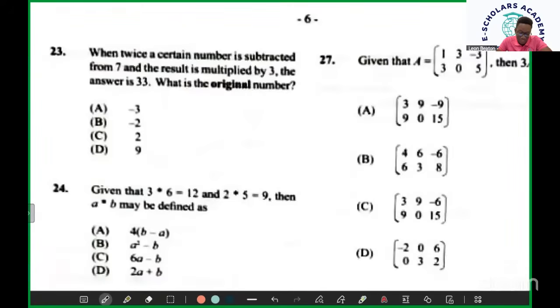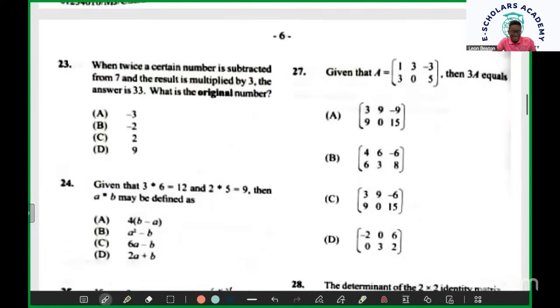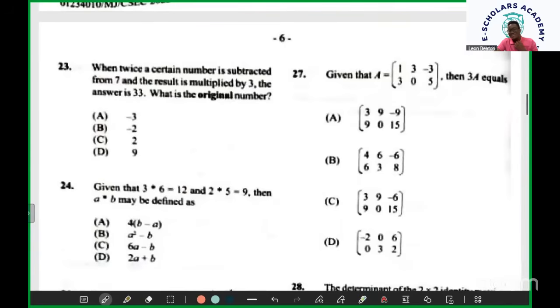All right, to this one. When twice a certain number is subtracted from 7, the result is multiplied by 3. The answer is 33. Reading this, it sounds crazy. Anyways, let's take it piece by piece.